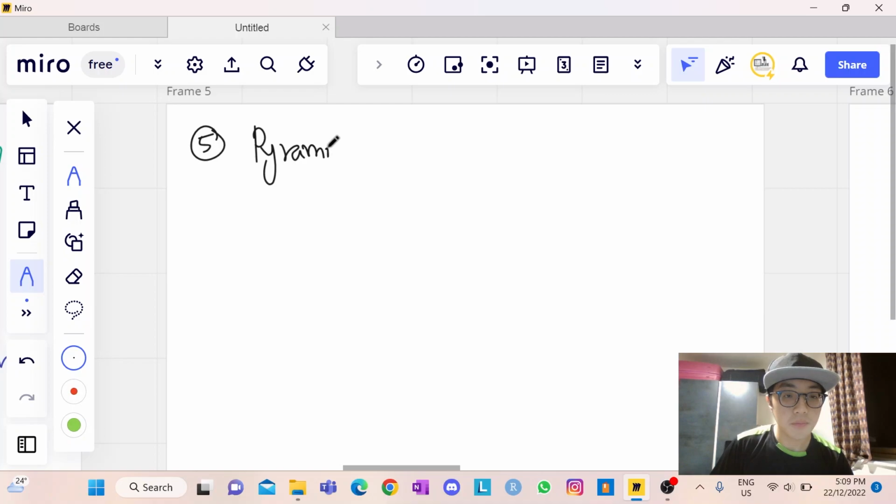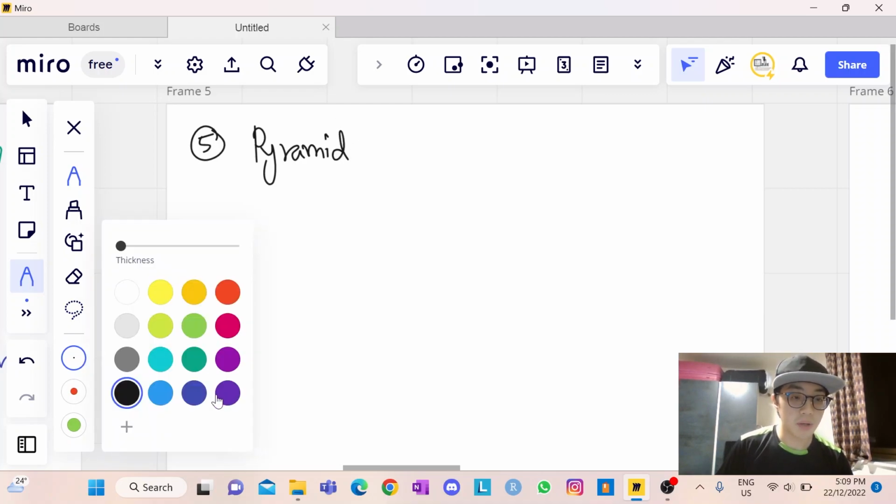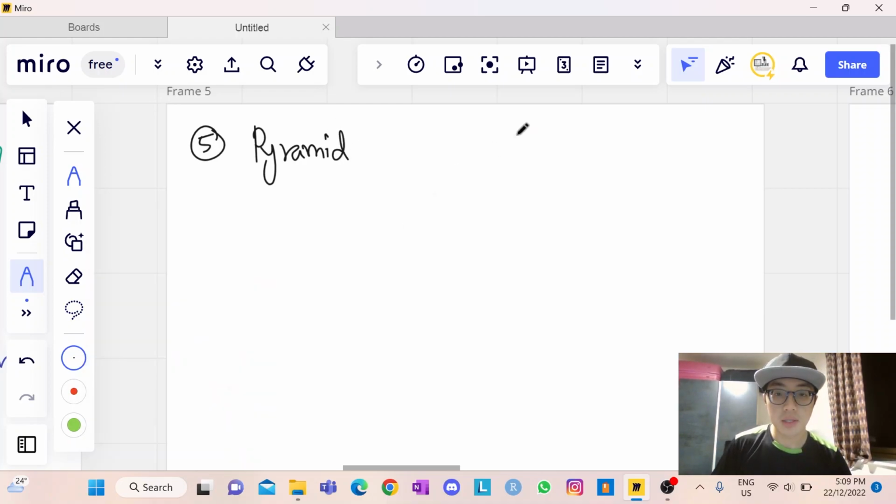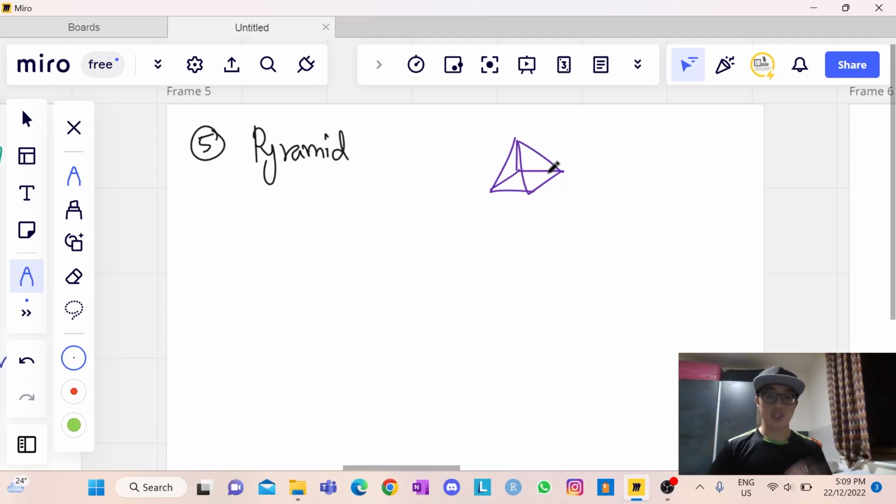Pyramid. All right, so to draw a simple pyramid, it will be something like this. Let's draw the base of the pyramid first. Then we have everything going up to the center. So a pyramid is basically just like that.